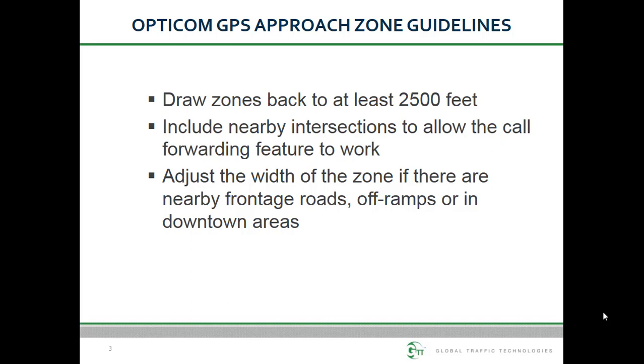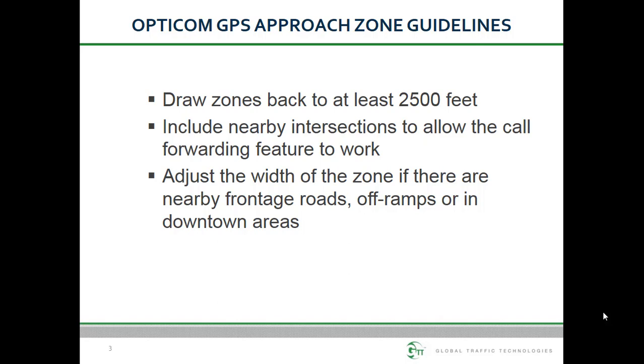Approach zones should be drawn at least 2,500 feet or 760 meters long. Of course, if the roads do not go back that far, it is okay to make them shorter. Approaches frequently include nearby intersections when within 2,500 feet. Be sure to include these adjacent intersections in your approach map so that the call forwarding feature will work.